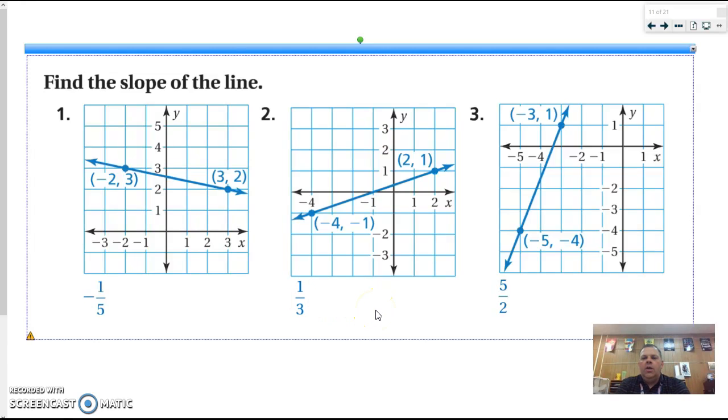In number 3, we have 1 minus negative 4, which is 5. We have negative 3 minus negative 5, which is 2. Our slope is 5/2. Notice we leave them as improper fractions when dealing with slope.